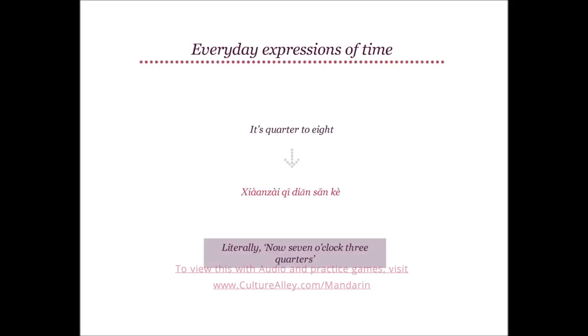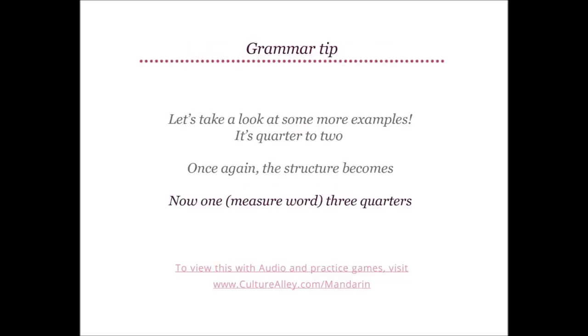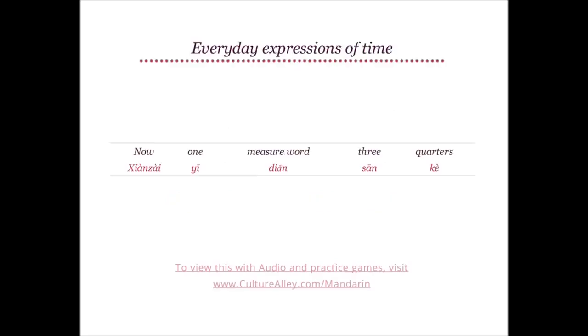So it's 7:45 is translated as 现在7:03刻, literally implying now 7 o'clock 3/4. Let's take a look at some more examples. Let's translate it's 1:45. Once again, the structure becomes now 1, measure word 3/4. Let's translate it's 1:45 into Mandarin by breaking it up.